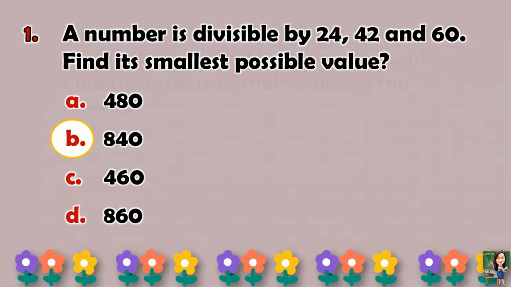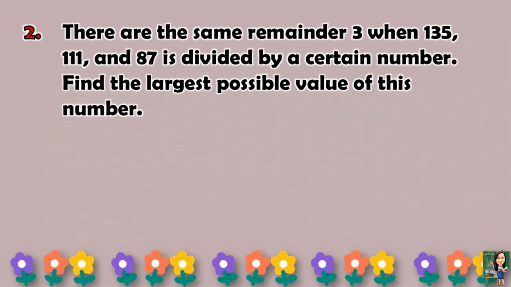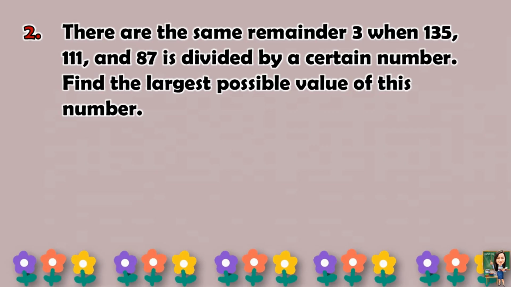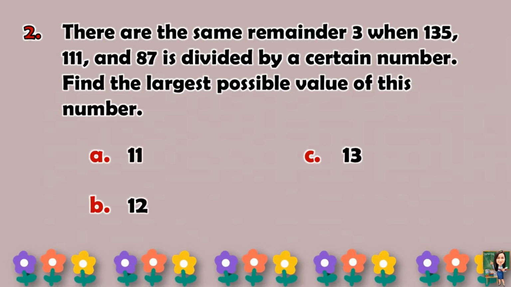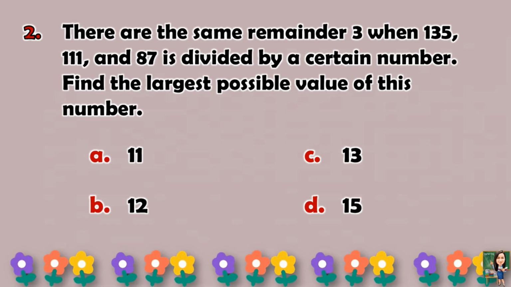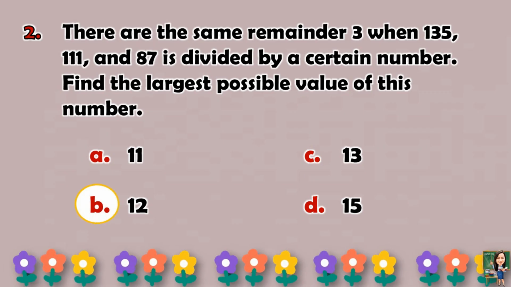840. Number 2. There is the same remainder 3 when 135, 111, and 87 are divided by a certain number. Find the largest possible value of this number. A. 11, B. 12, C. 13, or D. 15. What is the correct answer? Very good. The correct answer is letter B.